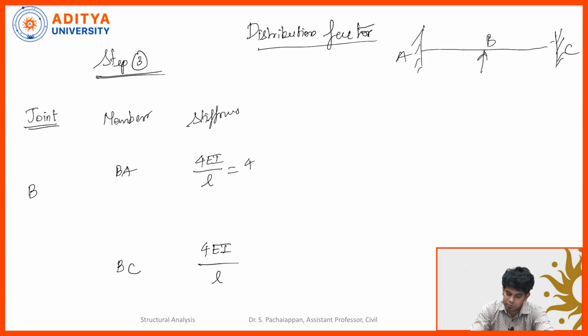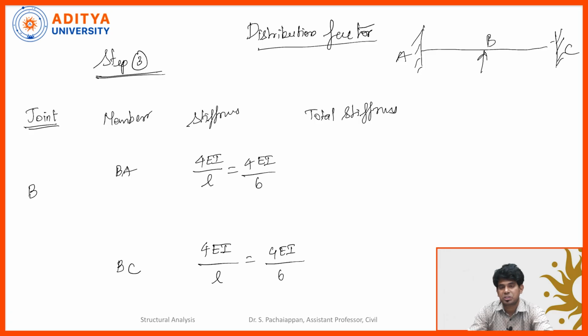This is 4 times EI and the L is 6 meters. This is also 4 EI by L. Span BC also 6 meters. Now I need to calculate the total stiffness. Total stiffness is the summation of stiffness at BA and stiffness at BC. So the stiffness at BA is this value, 4 EI by 6, and stiffness at BC is also 4 EI by 6. So in total we will be having 8 EI by 6.